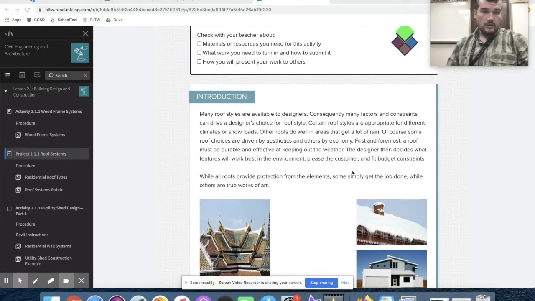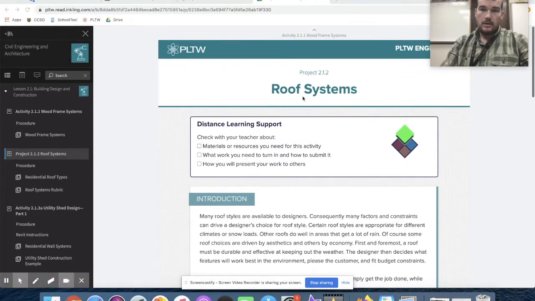All right, guys, so right now we're looking at 2.1.2. This is the roof systems. We're going to build on our wood frame systems from yesterday. As we get to the end of this activity, you are actually going to try to do an architectural model of one of these roof systems. So please try to pay attention to the content, because you are all going to have to use it as soon as we finish here.